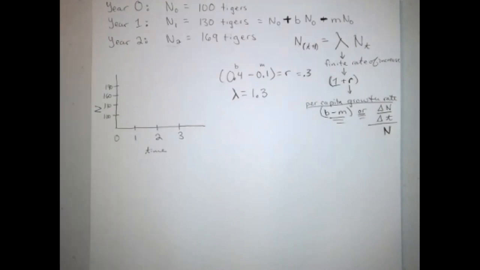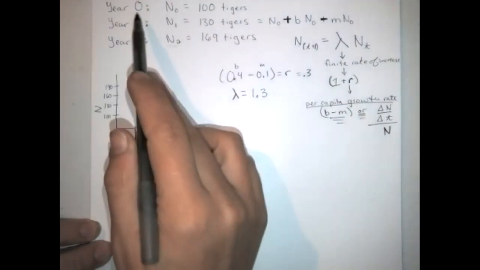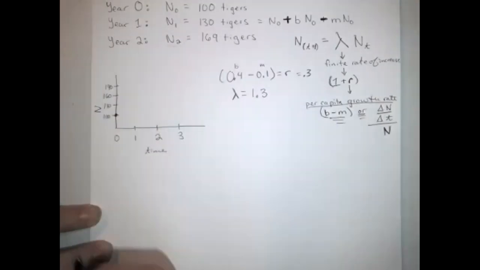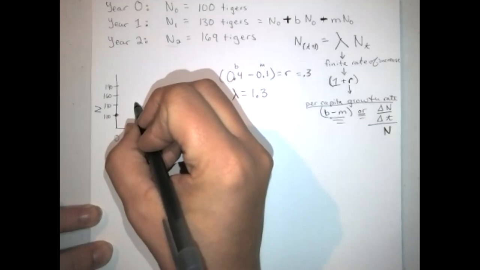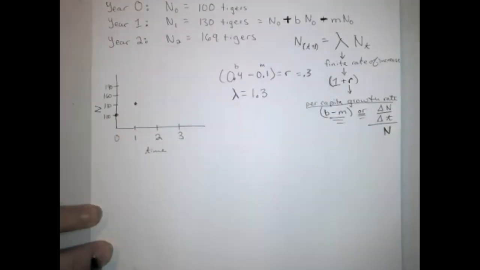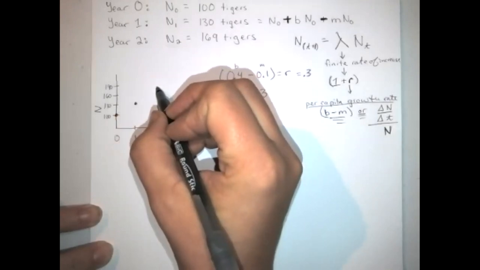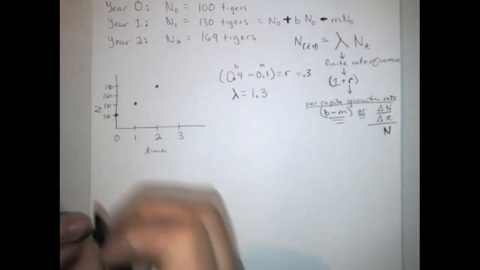To get a good idea of the trend in population growth, we can of course graph the information that we have calculated so far. We know that at year zero, time zero, we had 100 tigers in this hypothetical population. In year one, we calculated that the population would increase to 130 tigers. In year two, it would increase to 169. Now, the problem with this calculation is that it is what's called discrete.